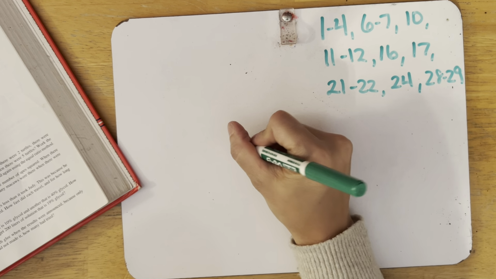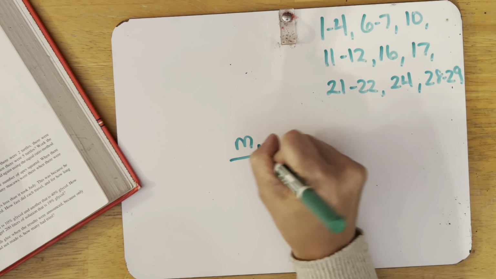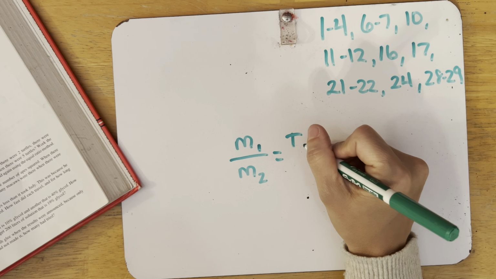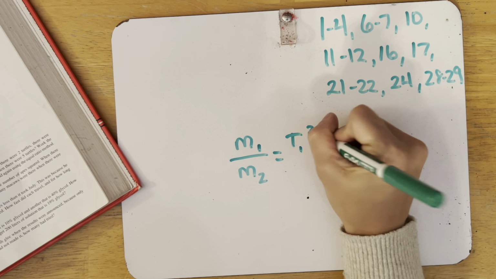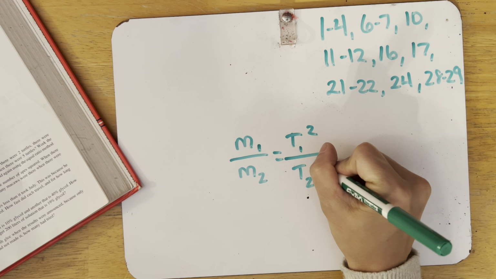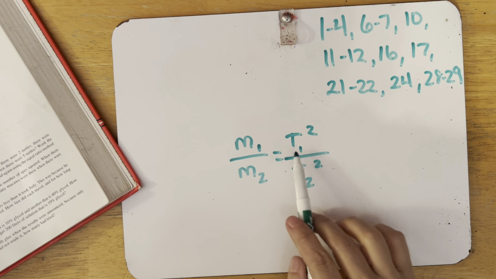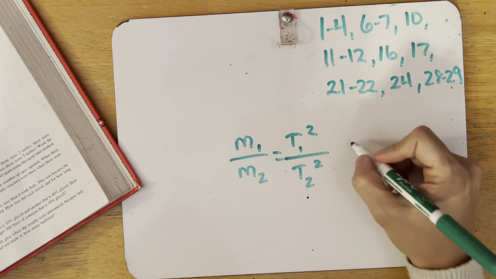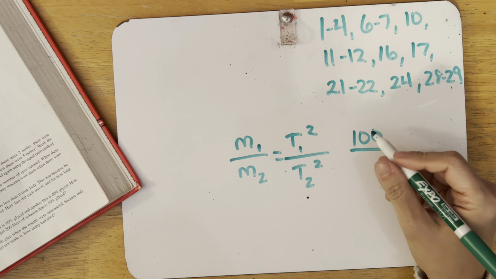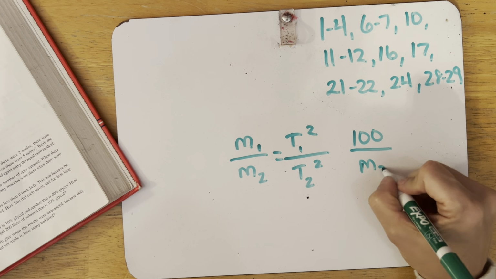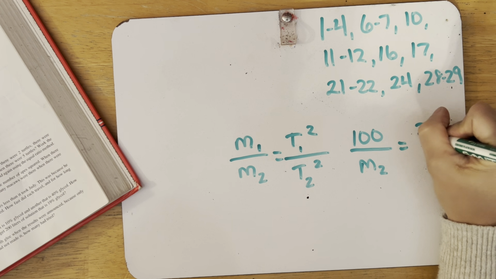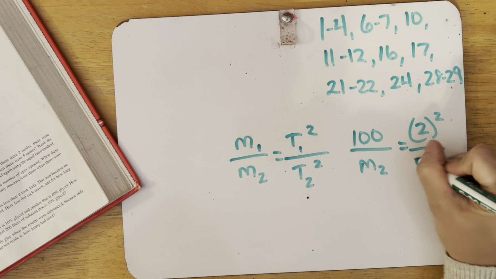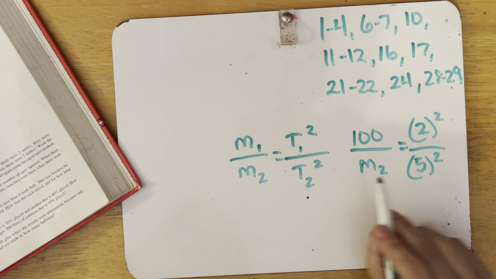So because they vary directly, we have monkeys 1 over monkeys 2 equals turtles 1 squared over turtles 2 squared. And then you just need to plug in your numbers and solve for this. So monkeys 1 was 100. How many monkeys were there? So we don't know, monkeys 2. Turtles 1 is 2, and it's squared, over turtles 2, which is 5 squared. So you need to solve for M2.